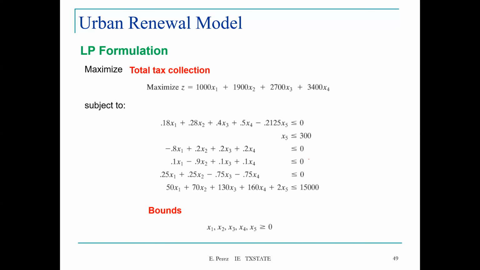So this is the objective function. We want to maximize the tax collection, and we know that that's the maximization objective function, and that's going to be subject to these 6 constraints. And don't forget to also include the bounds. So we want our decision variables to be positive. So all decision variables have to be greater than or equal to 0.